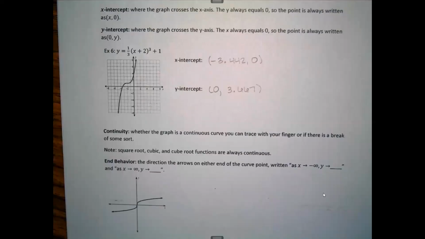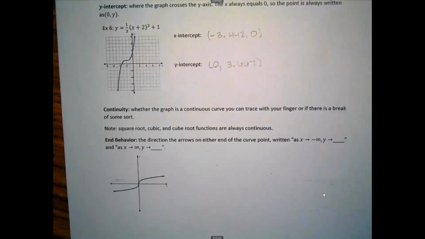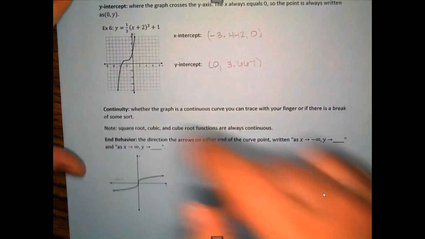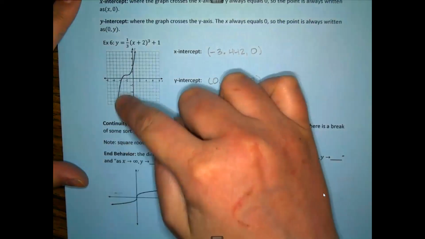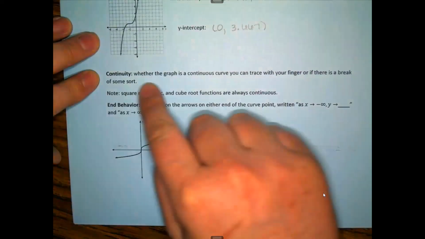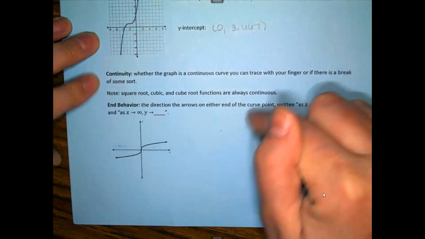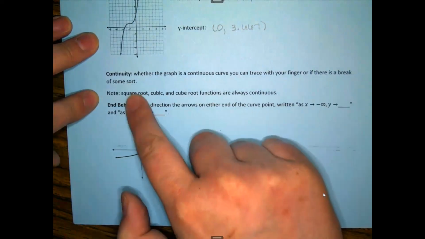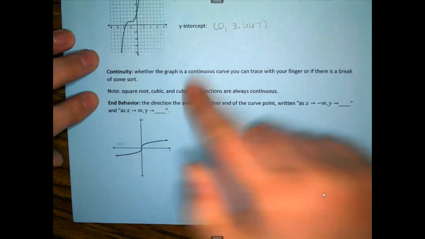Next, they're asking, is the graph continuous? How do we determine if these graphs are continuous? And just a reminder, graphs are continuous if you can trace the whole graph with your finger without picking up your finger. So can I trace this whole graph without picking up my finger? And the answer is yes. It's always going to be yes for these drawings. So the graphs that are continuous here, square root, which is actually on the next set of notes, but cubic and cube root functions are always continuous.